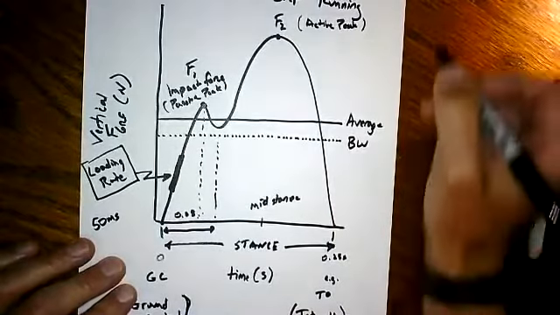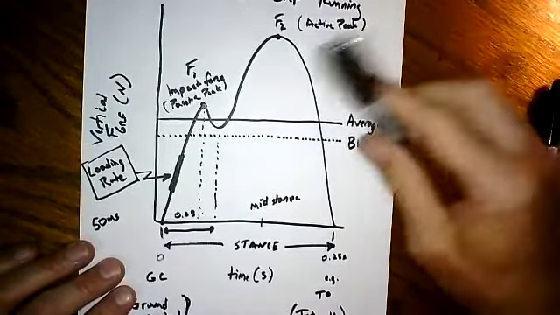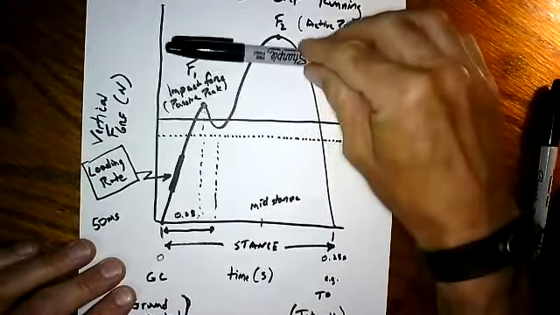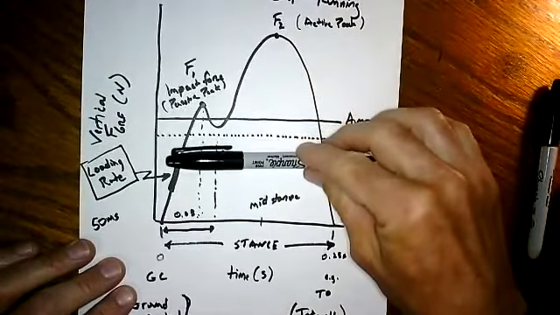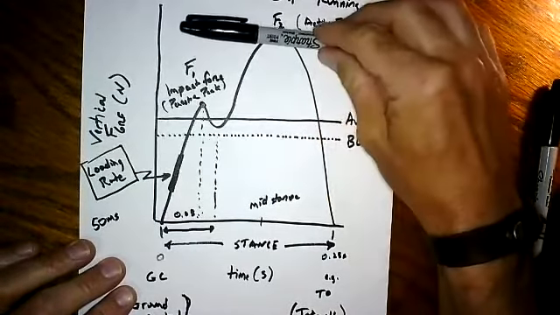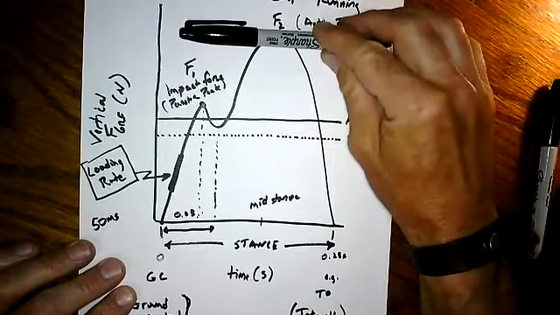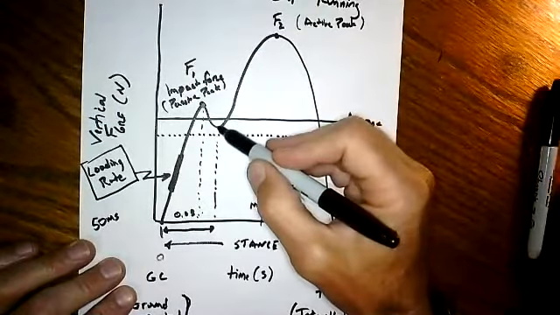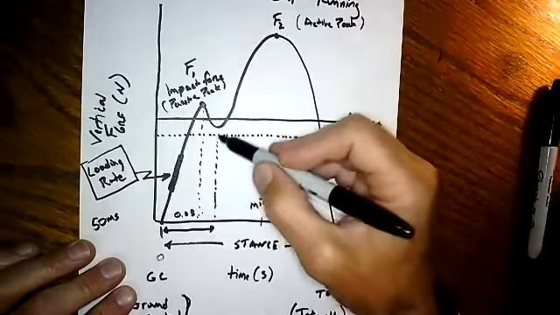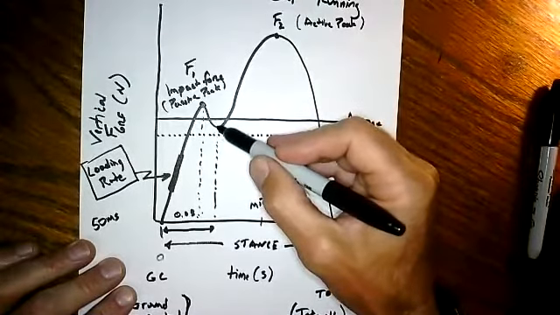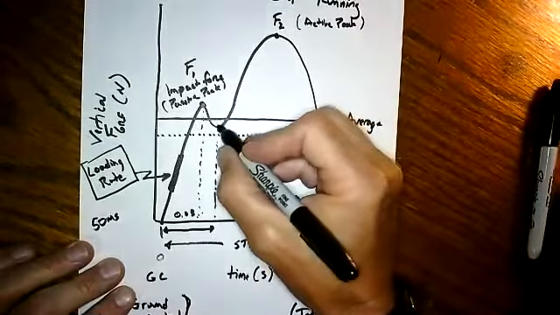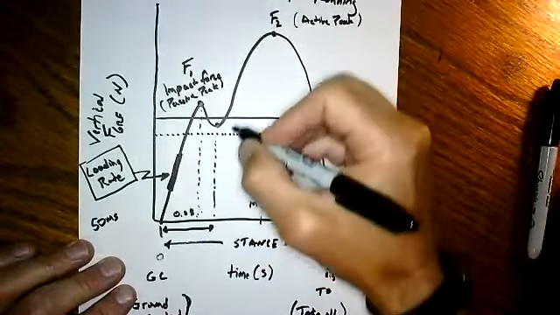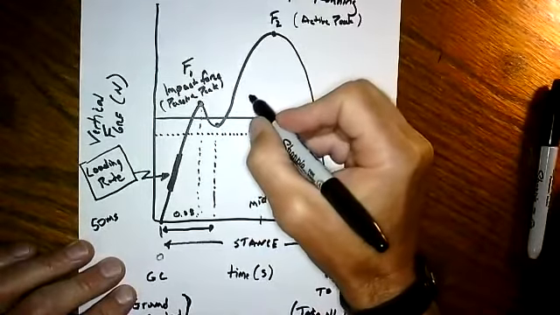Body weight is a separate value on here, and depending on how fast we're running, this peak can go up, can go down, it can even be lower than body weight at times. This peak will always be greater than body weight, and where this body weight falls relative to this value right here, this value can sometimes be above or below that. And I should identify that one right here. This right here is F min.